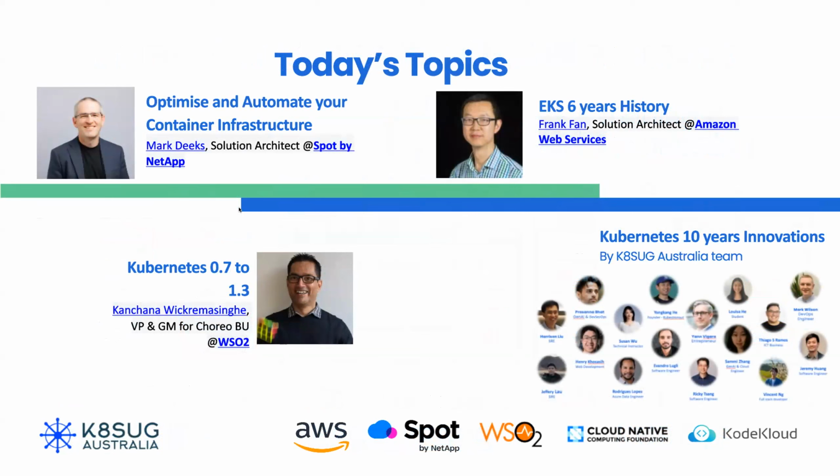We have an awesome speaker lineup, and a lot more speakers today. The first topic, Luisa already mentioned: Mark will talk about how to optimize and automate your container infrastructure. Then Kanchana will talk about Kubernetes and his own experience, sharing his journey from Kubernetes 0.7 to 1.3. And then we will have our whole Kubernetes user group Australia team. We prepared alongside for the last 10 years, the Kubernetes 10 years of innovation.